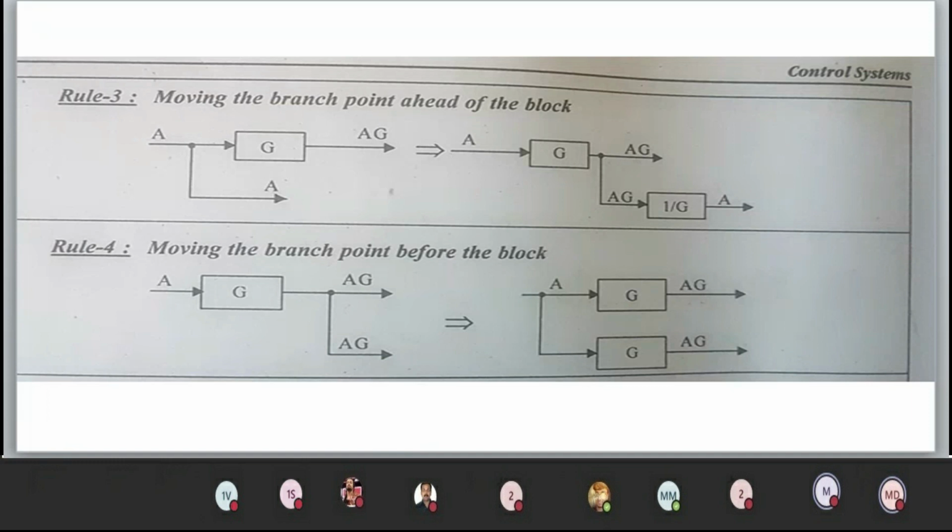So rule 3 is moving the branch point ahead of a block. That is the right. Rule number 4 is moving a branch point before the block. That is towards left. Okay. So in both the cases, take care that you are not disturbing the output. So you're making the correction such that the output remains same.